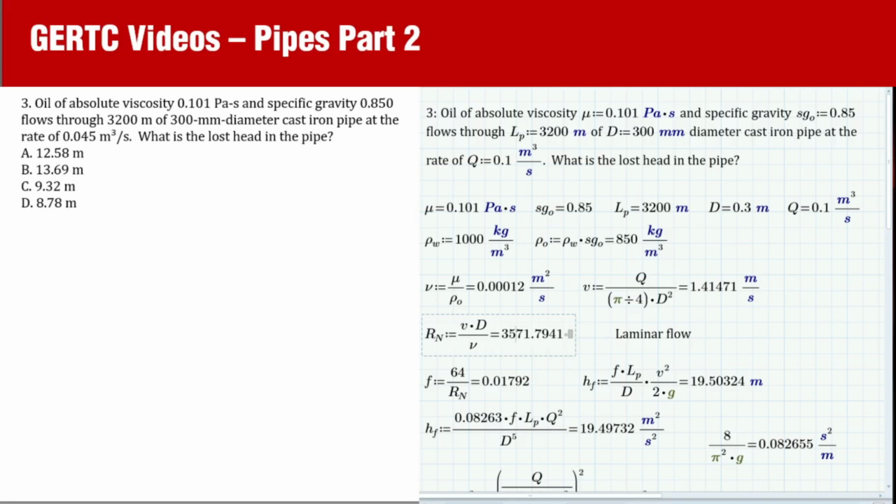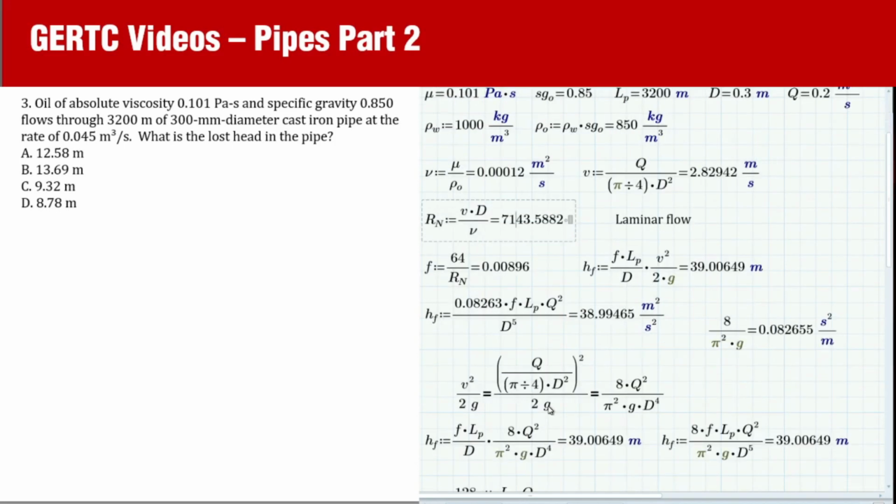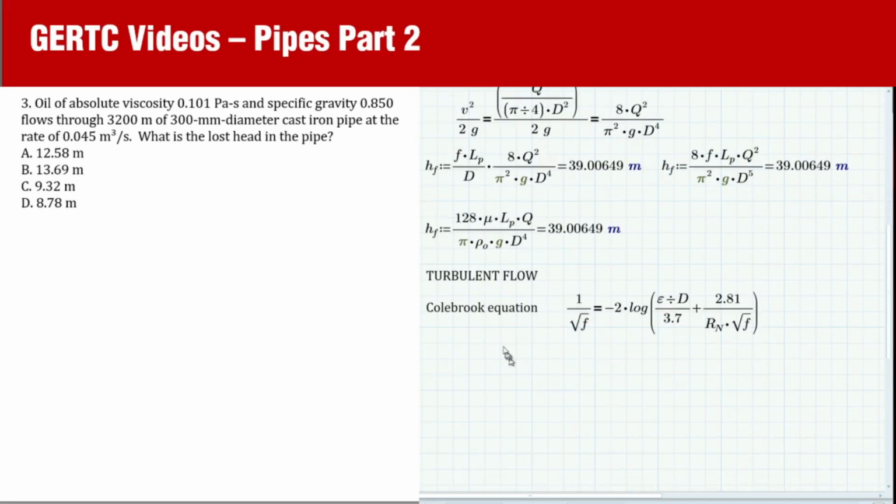Okay, pag-usapan natin. Burahin ko muna yung result, ha? Alright. Okay, I change it to 0.2. What if the discharge is 0.2 cubic meter per second? The Reynolds number is already 7,000 plus. So, what if kung hindi na yan laminar? What if kung turbulent? So, meaning this formula here is no longer valid. So, to solve for the head loss, we will use the Colebrook equation. Ito talaga yung pinaka-main formula.